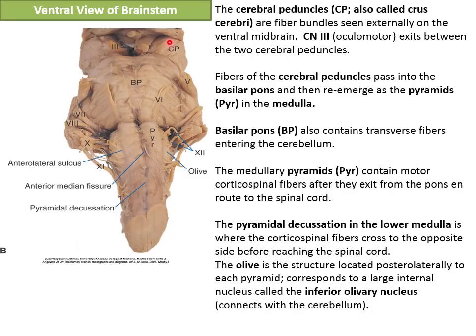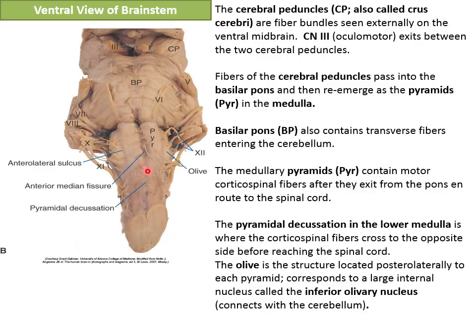The fibers of the peduncle pass into the basis pontis and then reemerge in an organized structure known as the pyramid. This is the medullary pyramid. It's based on the fibers that come through this structure that we call this the pyramidal tract. The corticospinal tract is also known as the pyramidal tract because the fibers come through the pyramids. And then the basis pontis also contains a large number of transverse fibers that enter the cerebellum.